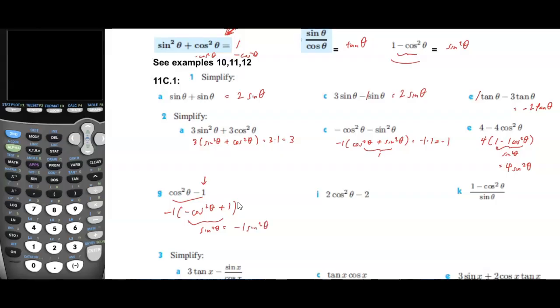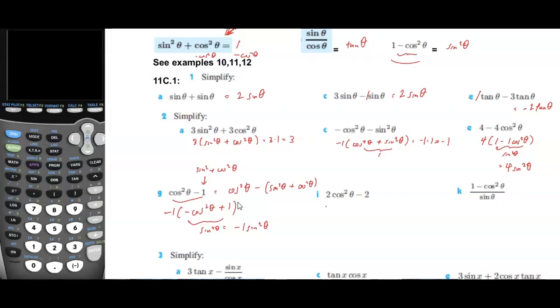Another thing I could do, like I said, was replace this with the Pythagorean identity. So that would be equal to cosine squared theta minus sine squared theta plus cosine squared theta. So I would distribute the negative sign to each one, and I would have cosine squared minus sine squared theta minus cosine squared theta, and you can see I would end up with negative sine squared theta also, okay?